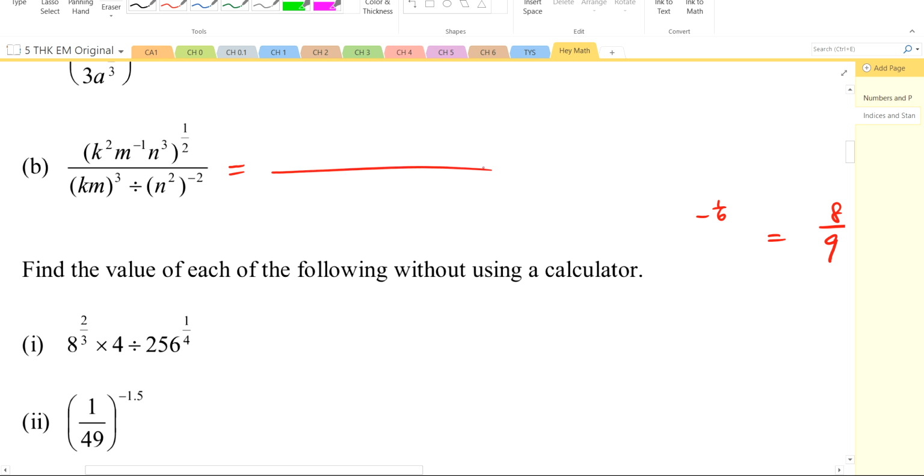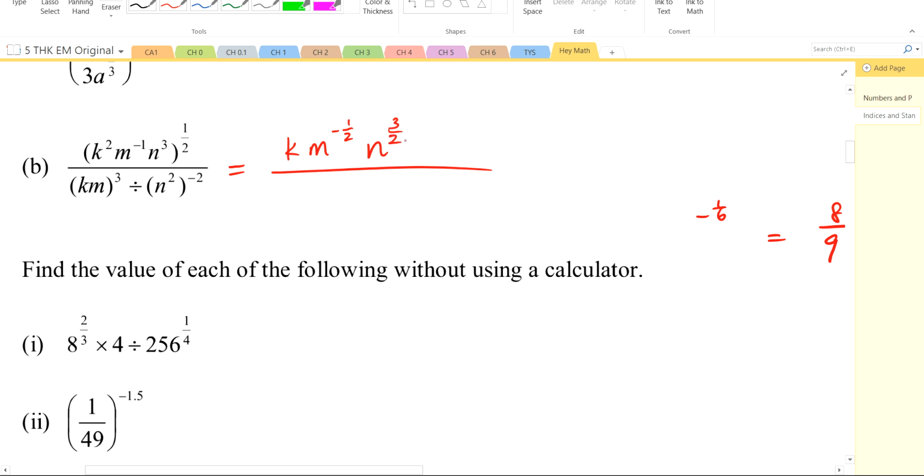K square n power 1, n power 3, power half. What is in my numerator? K power? Mental sums, come on. 1, don't need right. M power? N power? We got negative 1. 3 over 2.